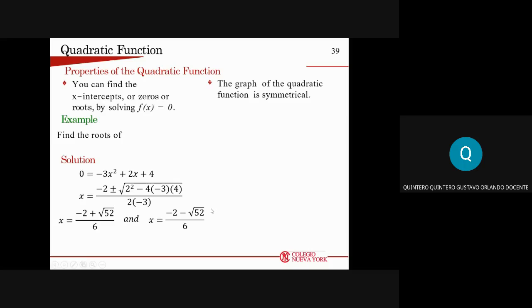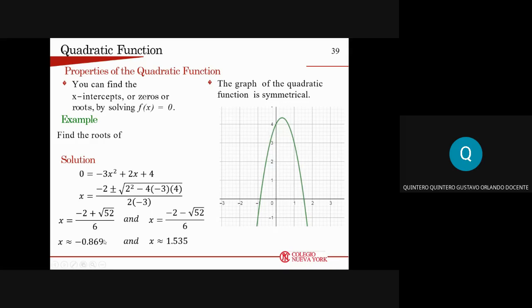So here we have our possible values, right? Look, this is the symbol for equality. This is the symbol for rounding. So this is the real answer, and this is a rounded answer. Our first approximation is negative 0.869. And the second value, our second approximation, will be 1.535. Now, how did I approximate these values? Well, I just put it in a calculator. That's it. You just put this in a calculator and there you go, you have your approximation.